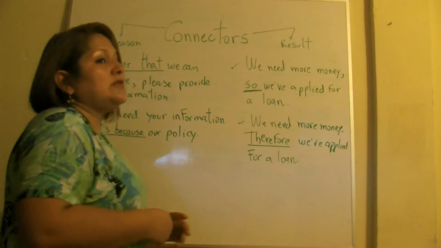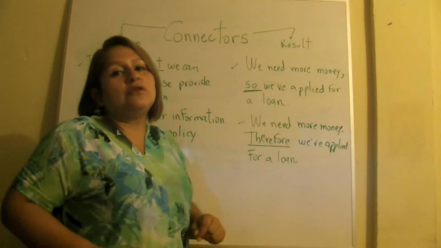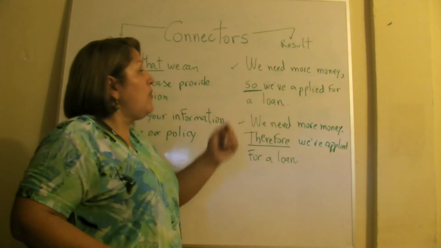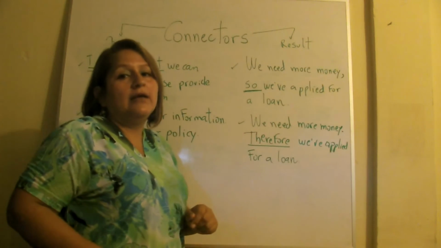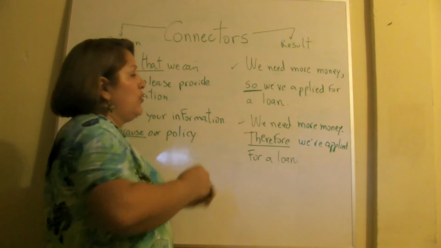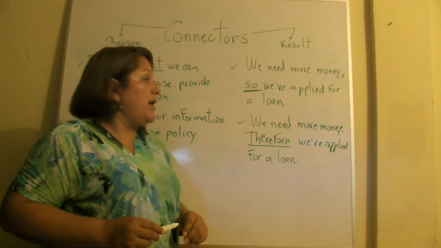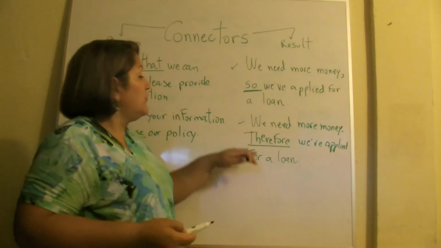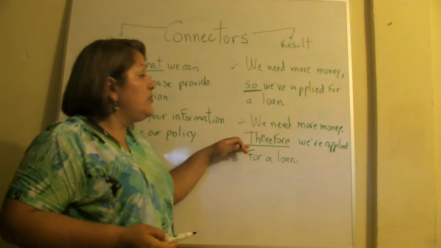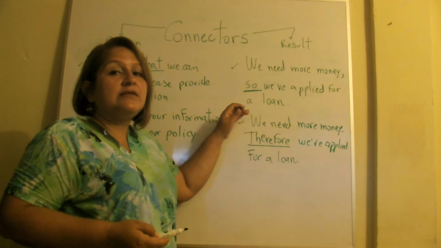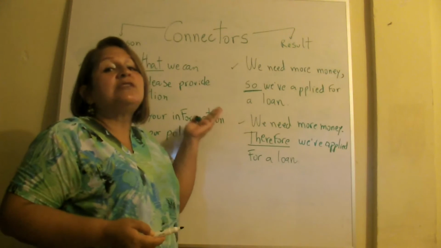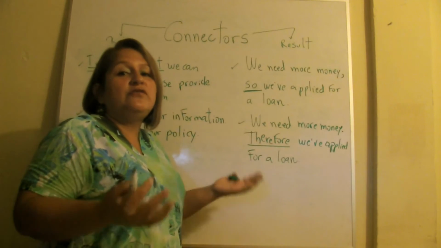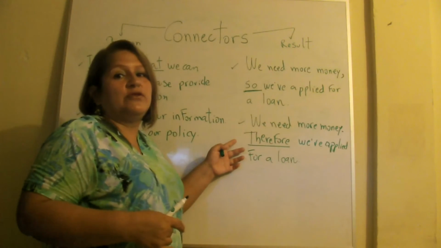Now, let's see examples for connectors of result. Okay? Here we have, we need more money, so we've applied for a loan. Second sentence, we need more money, therefore we have to apply for a loan. Connector: therefore. You explain in the first sentence what you need, and in the second sentence, you explain what you've done. What's the result of this?